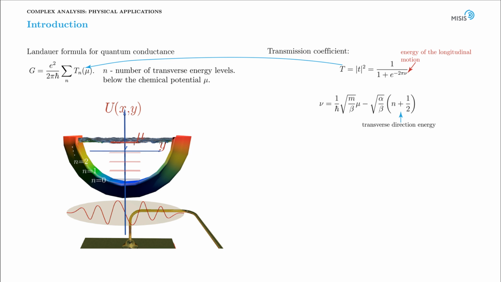Finally, we plot the conductance as a function of the chemical potential, or gate voltage. And here it is. As we see, it reproduces the quantum staircase obtained in the experiment with the correct height of steps. So it is the example of how complex analysis works to explain mesoscopic experiments in physics. And it's just the beginning.